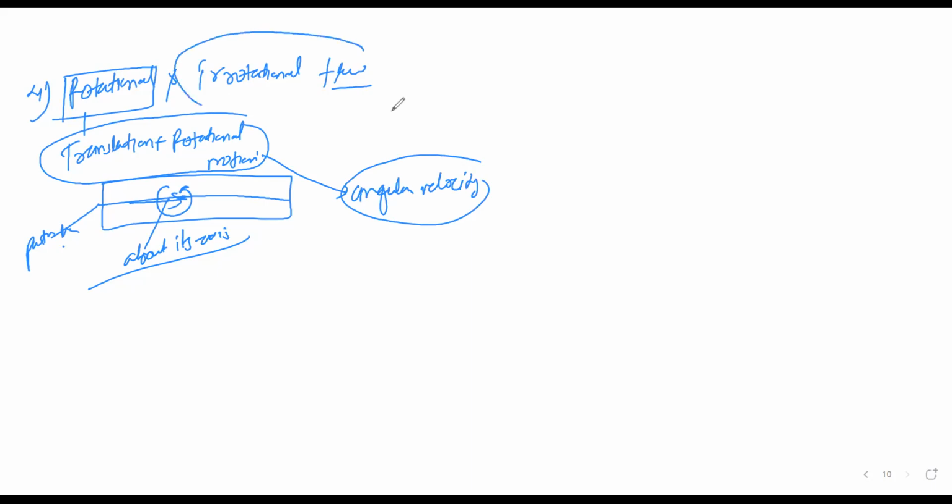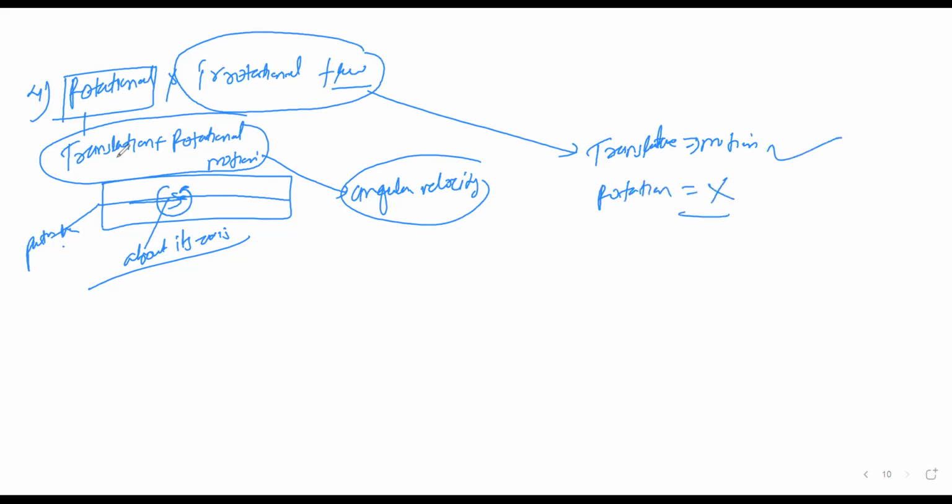And irrotational flow means that particles should not move about their own axis. It should only translate. It should have a translation motion, no rotation motion. Rotation motion नहीं होना चाहिए, only translation.